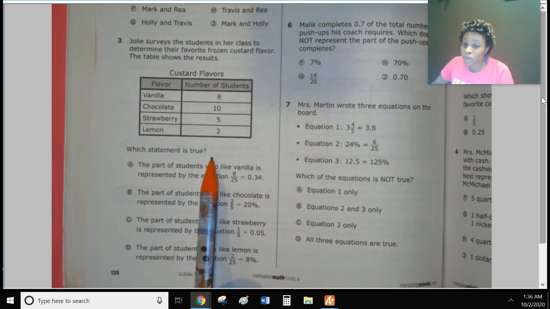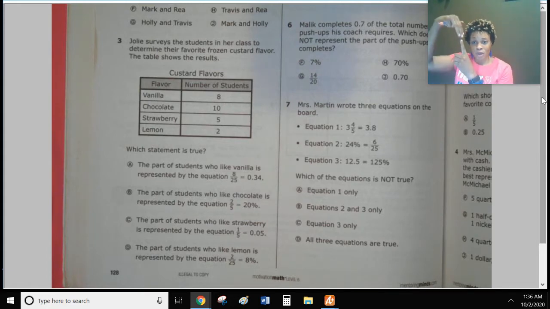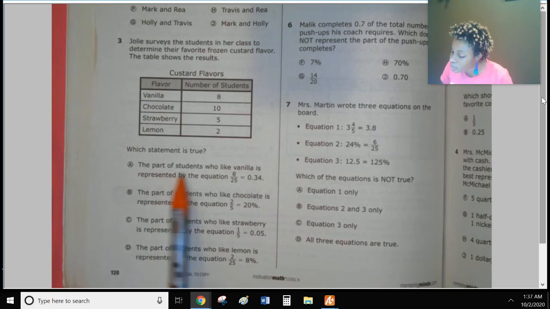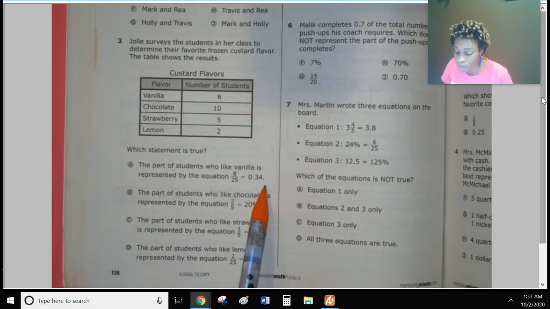Okay, which one is true? So if it says which statement is true, that means 3 of these are going to be wrong, and we're looking for the one that's right. So it's a little bit like the capital N-O-T, where 3 are right and you're looking for the one that's wrong. Okay, so 3 of these are going to be wrong, and there's only going to be one that's right. It says A, the part of students who like vanilla is represented by the equation 8/20ths, which is 34/100ths.